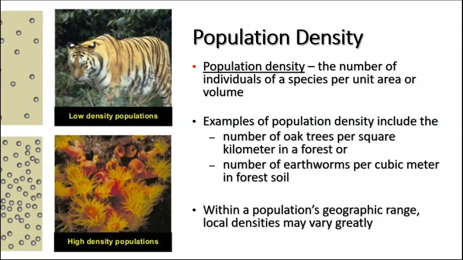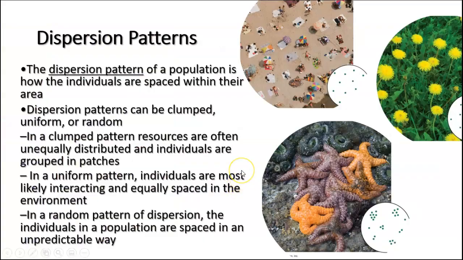Within the geographic range of the population, sometimes the local densities may vary greatly. You might have clusters where a lot of them are, and others that are more widely dispersed, so we'll talk about dispersion as well. Dispersion patterns are how the individuals are spaced, and there are several different ways individuals in the population can be spread out.